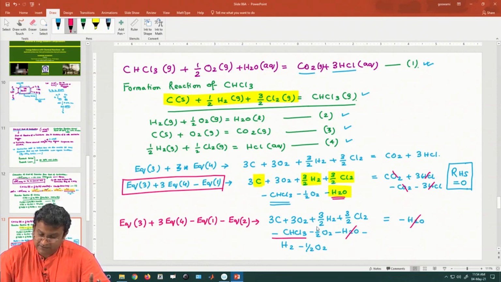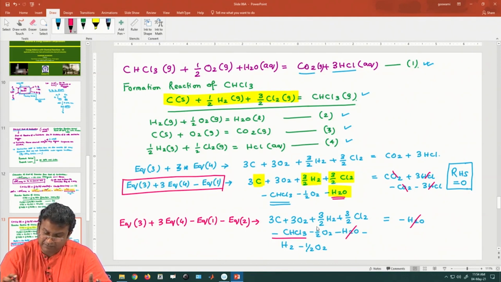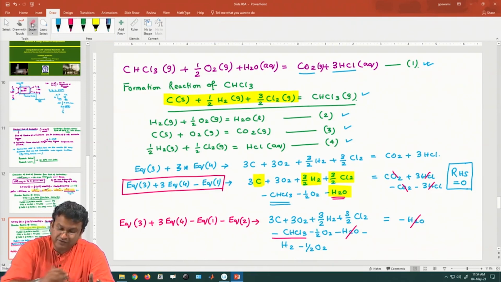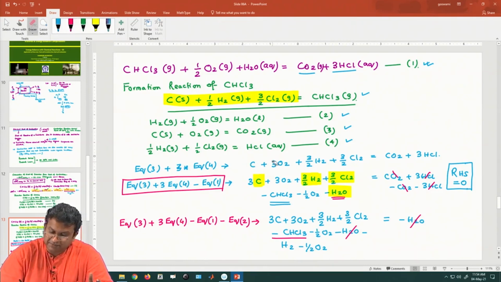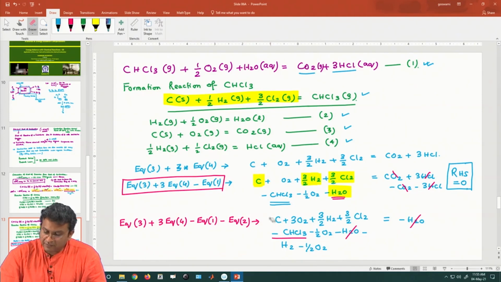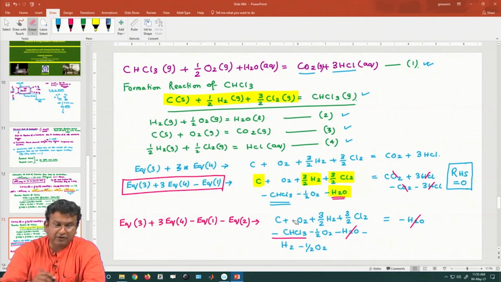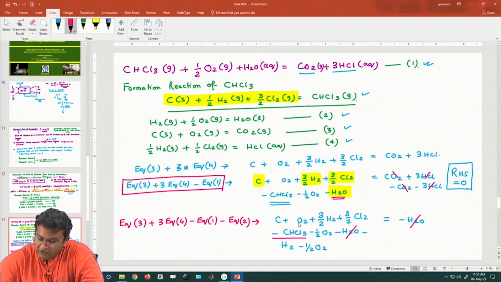I must have made a mistake somewhere, right. Equation 3, see I made a mistake here. Equation 3 is C plus O2 equal to CO2. So, these 3's will not be there, this was a mistake on my part. So, yeah. So, now you see that you have oxygen, right, and 1 oxygen plus, here you have half oxygen minus, here you have half oxygen minus.